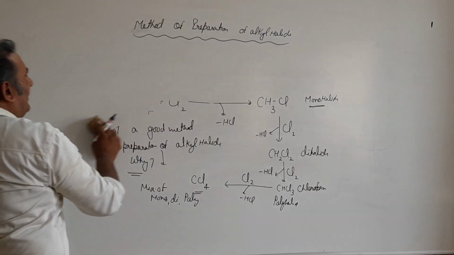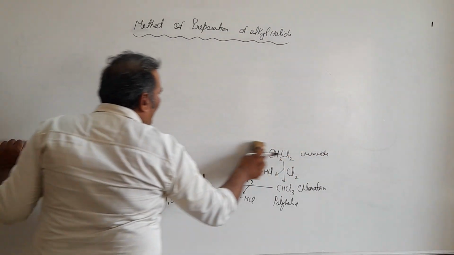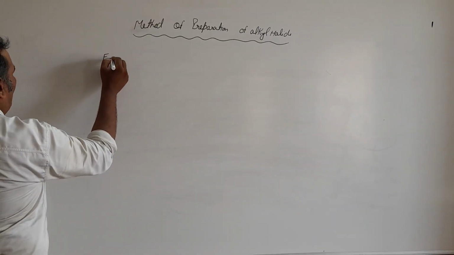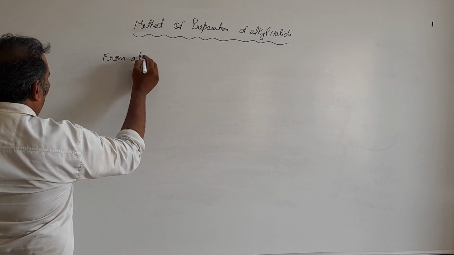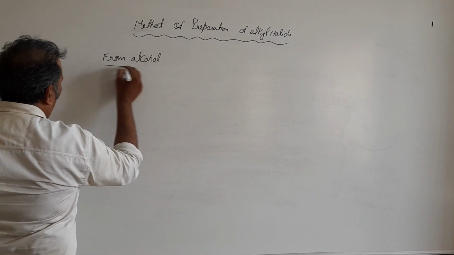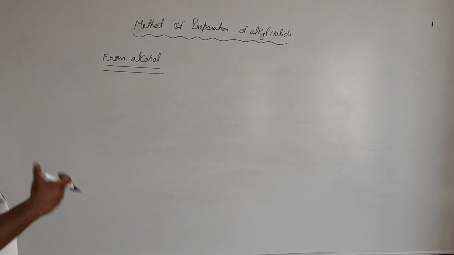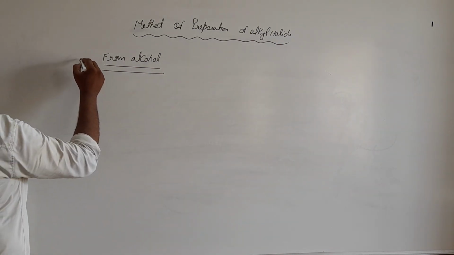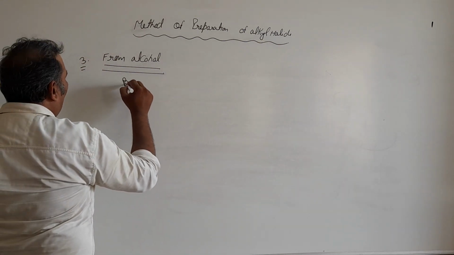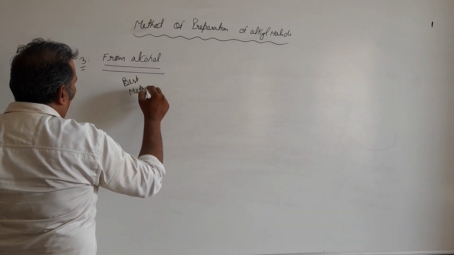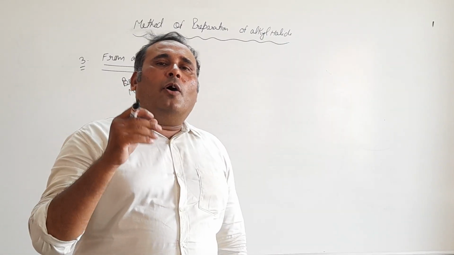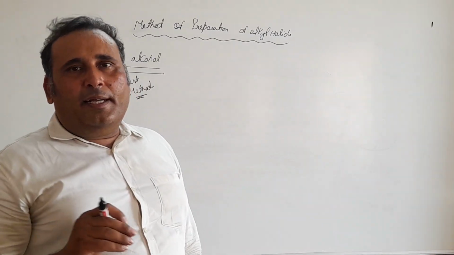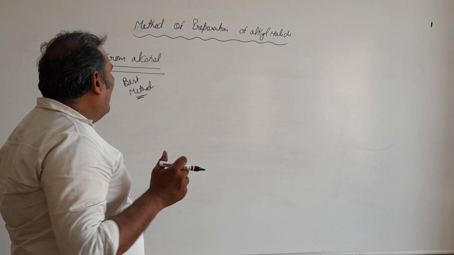Now what is the third method of preparation? The third method of preparation is from alcohol. Yes, from alcohol. That is a good method of preparation. That is the best method of preparation of alkyl halide. So we always prefer that alkyl halide should be prepared from alcohol.